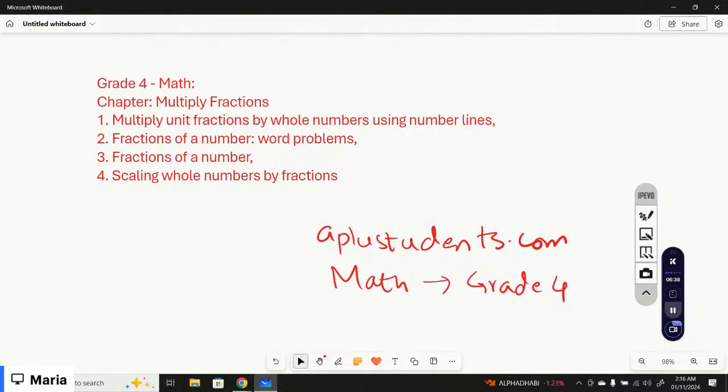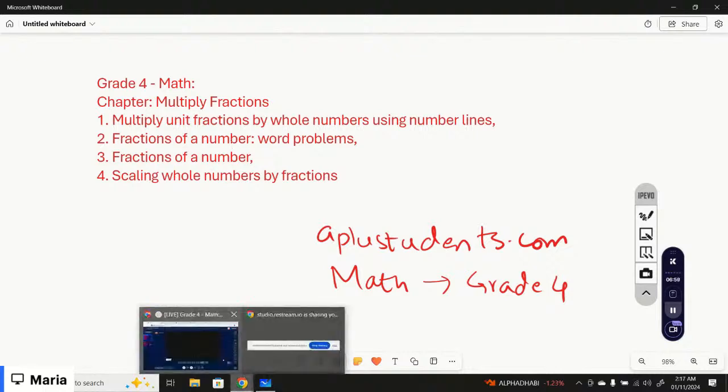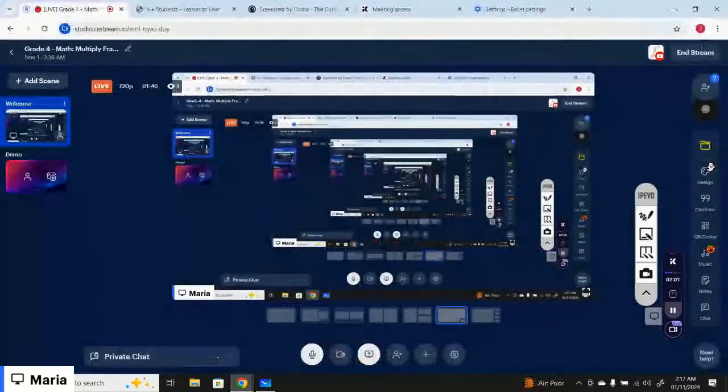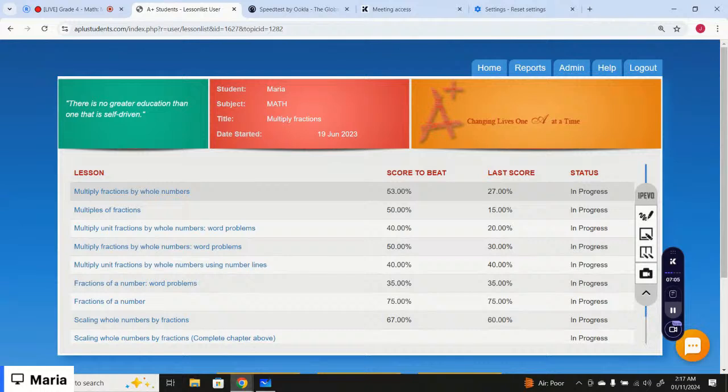There you can find a list of the chapters. We're going to start with the chapter multiply fractions. The lessons we're going to cover today are multiply unit fractions by whole numbers using number lines, fractions of a number word problems, fraction of a number, scaling whole numbers by fractions. So please make sure you have your notebook and pencil so that you can note down the definitions as well.